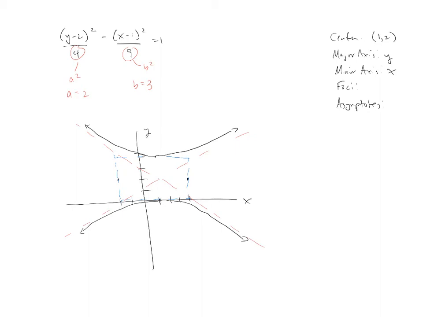Now we would still need to look at the foci. And our secondary formula for that would be a squared plus b squared equals c squared. So 4 plus 9 equals c squared, and c equals the square root of 13. So the square root of 13 is approximately 3 something.